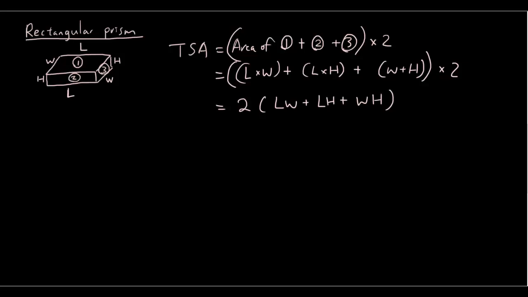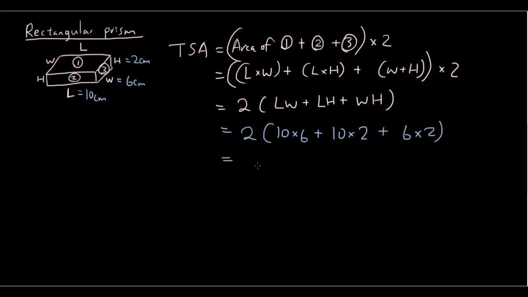So let's assign some values to these variables. Let's say length is 10 centimeters, width is 6 centimeters, height is 2 centimeters. Putting them into the formula, I have 2 bracket 10 times 6 plus 10 times 2 plus 6 times 2. Put all that in the calculator. That's 60 plus 20 plus 12 times 2, which is 184 centimeters squared. So that's how you find the total surface area of a rectangular prism.